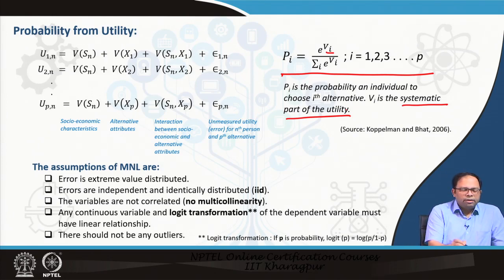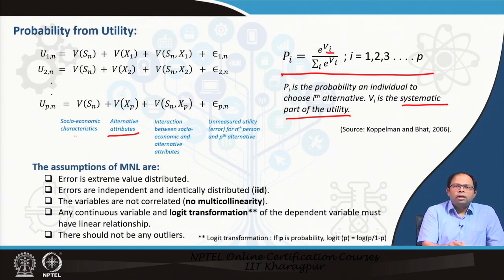Now, over here on this side you can see different individuals. For example, x 1, x 2, x p are different alternatives, and n is the individual. That means one individual is evaluating different alternatives. If I had another individual, he would probably be u 1 n plus 1, u 2 n plus 1, u p n plus 1, and then n plus 2. So, every individual is considering all these alternative choices.